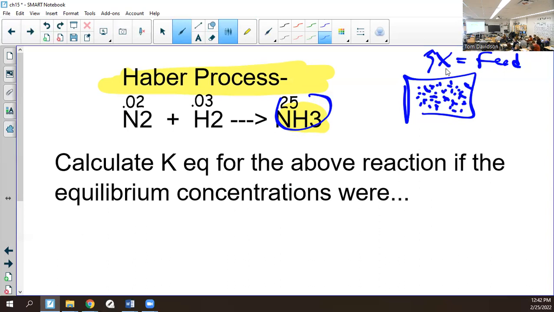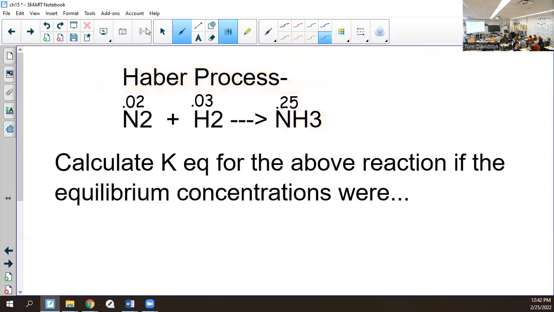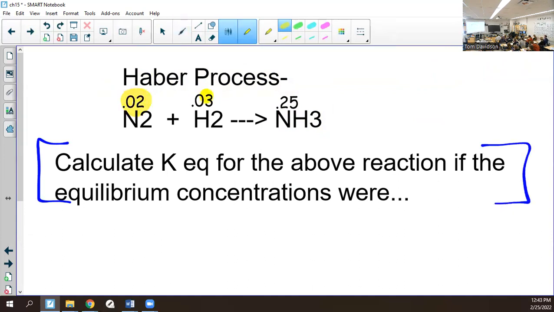Anyway, this dude came up with this, and K is really important here. So let's practice it. Calculate KEQ for the above reaction if the equilibrium concentrations were, and they're written above it. So do that as quick as you can. You have to balance it.